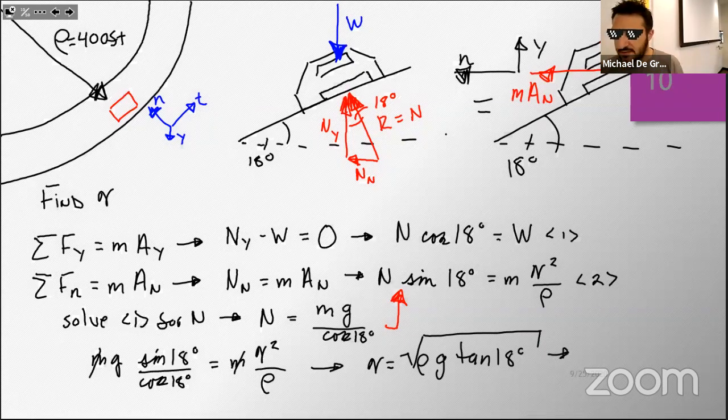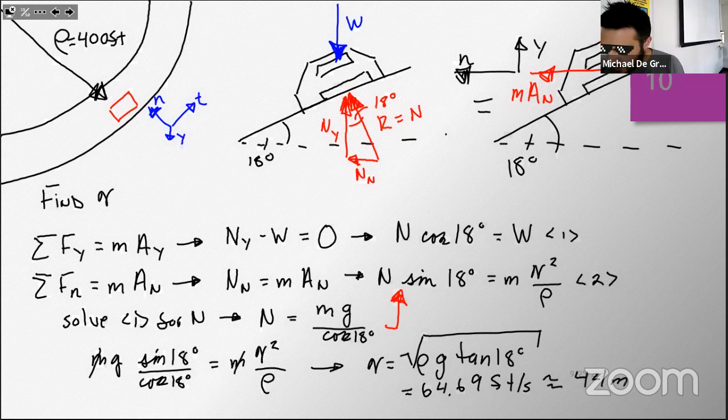And if you solve this with your variables, which are 400 feet and 32.2 feet per second squared, for English units, you will get 64.69 feet per second, not squared, feet per second, which is approximately 44 miles per hour. So what does that mean for us? That means that the fastest that you want to go before you'll start sliding out is 44 miles per hour. Before you start to see weird normal accelerations.